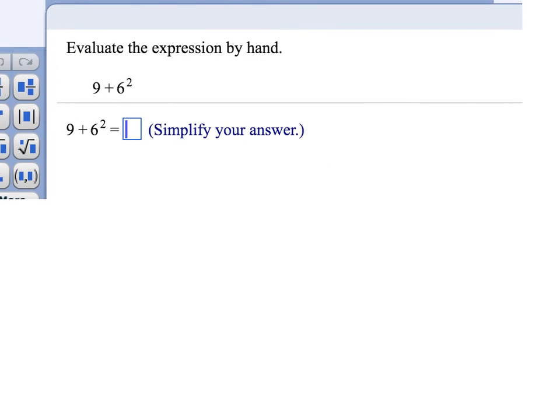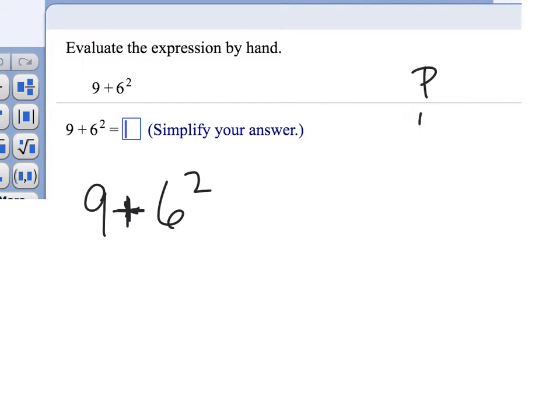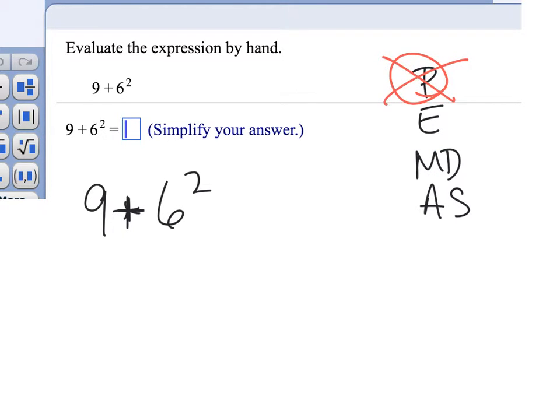More of that same, but we have 9 plus 6 raised to that second power. So when I say please excuse my dear Aunt Sally, for the first time we're going to have some exponents. So let's get started on this. Do we have any parentheses? Nope. Do we have any exponents? Yes. This is an exponent.